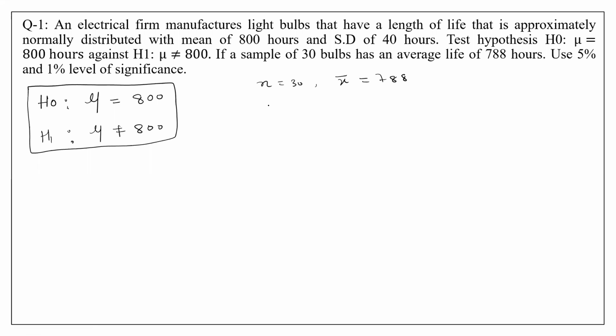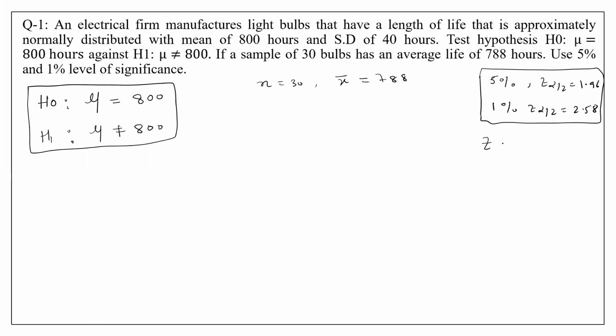So how to do that? We already know that for 5%, your critical value Z alpha by 2 is 1.96. This you have to know by heart. At 1%, your critical value is 2.58. You should know this, and you should also have a Z score, which is nothing but X bar minus mean divided by sigma by root n. These two inputs I need to test the hypothesis. So first I will calculate the Z score.